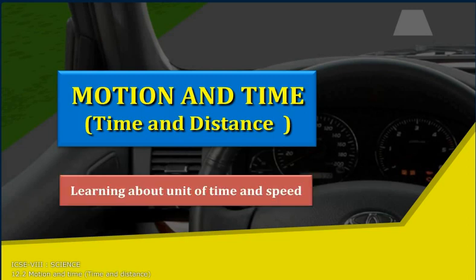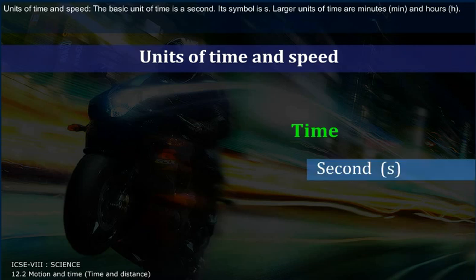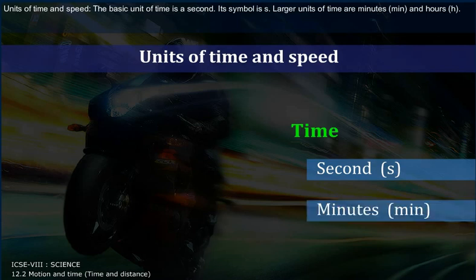Motion and time. Learning about units of time and speed. Units of time and speed. The basic unit of time is a second. Its symbol is s. Larger units of time are minutes and hours.